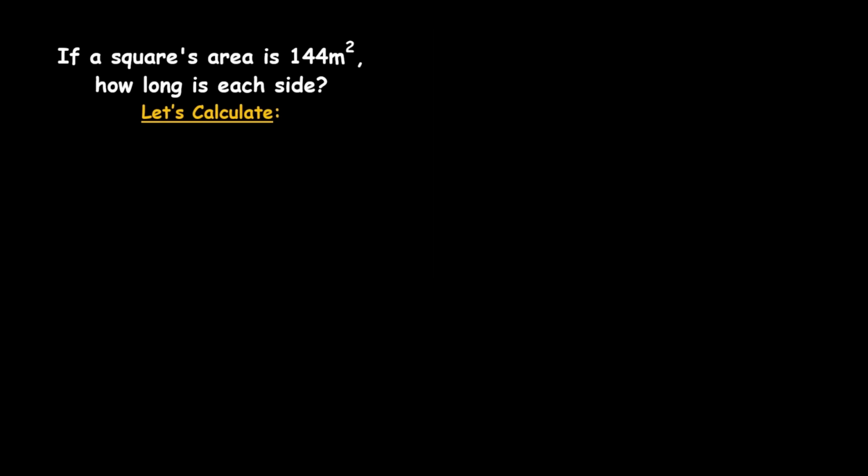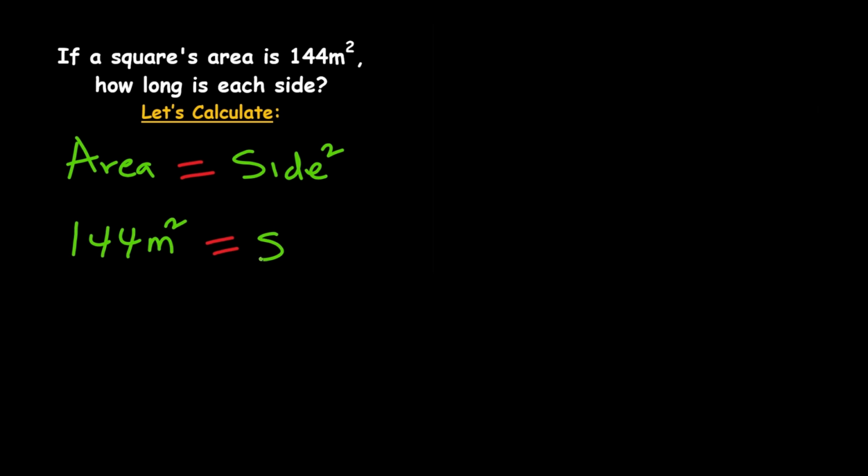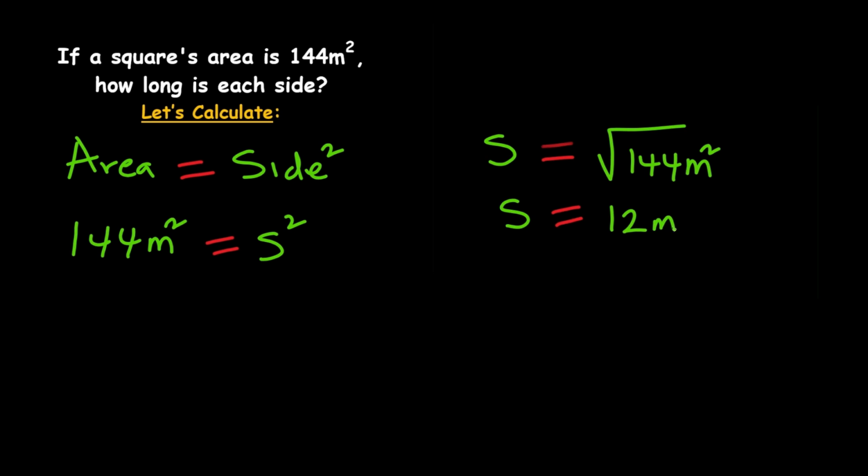We can find the length of each side using the formula. Area equals side squared. Let S represent side, so we have 144 square meters equals side squared. To find the side, we take the square root of both sides. Side equals square root of 144 square meters. And that gives side equals 12 meters. Each side of the square is 12 meters long.